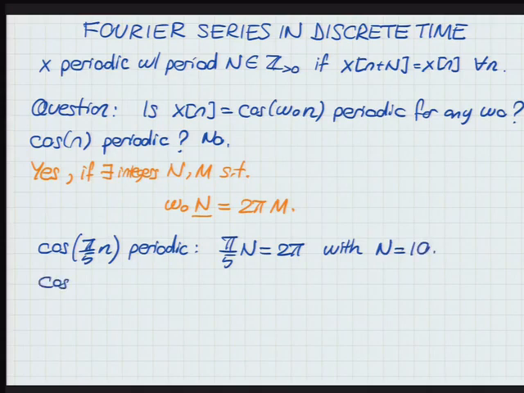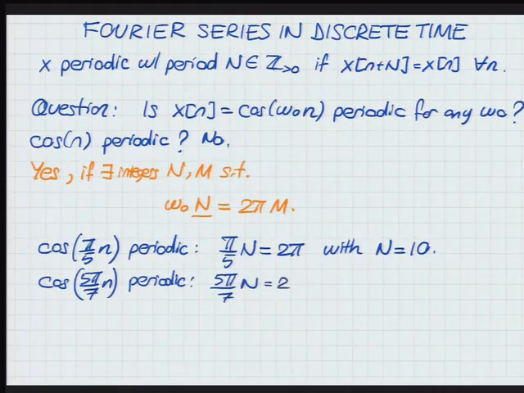Let's look at cosine of 5 pi by 7 times n. That's also periodic. Can I find an N such that 5 pi by 7 times N is 2 pi? Is there such an integer N? If I could take 7, but no, there is none, right? That would be 14 by 5, which is not an integer. So I do now need to introduce an m here. So what is the smallest N and m you can think of?